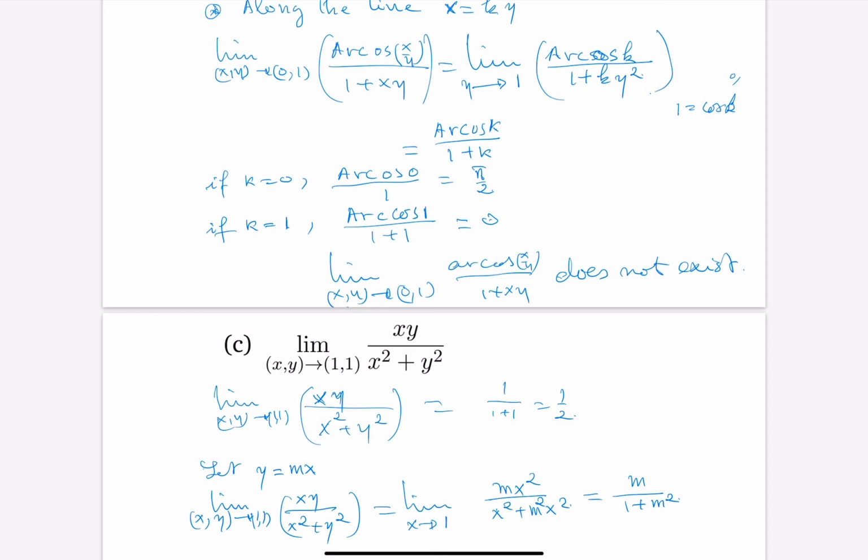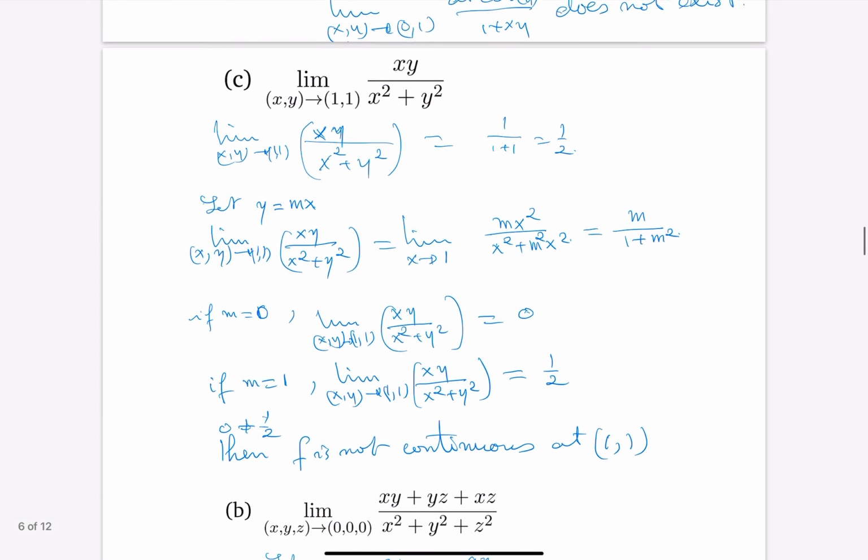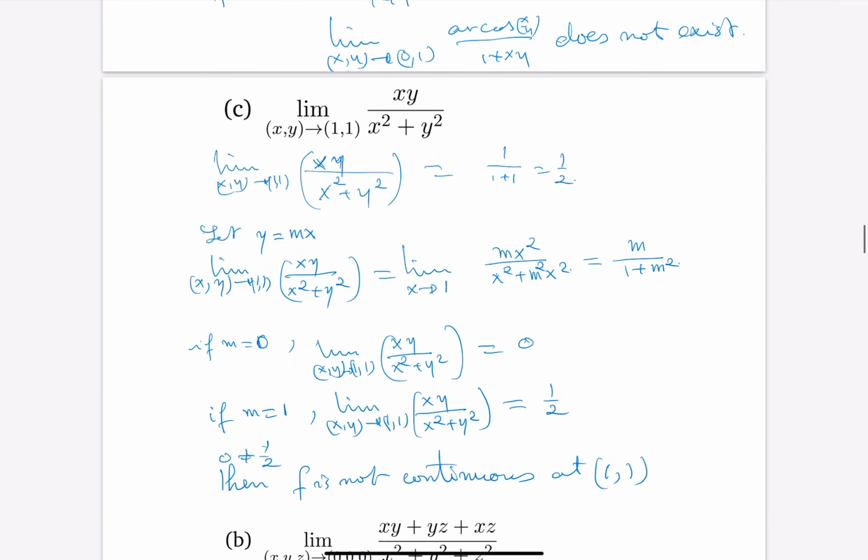Okay? Do the same thing here and same thing here. Same tactic here and same tactic here. Take the path for this one and you end up having m equal to 0. From here, m equal to 0, you have this one, and m equal to 1, you have this one. They are different, then f is not continuous.